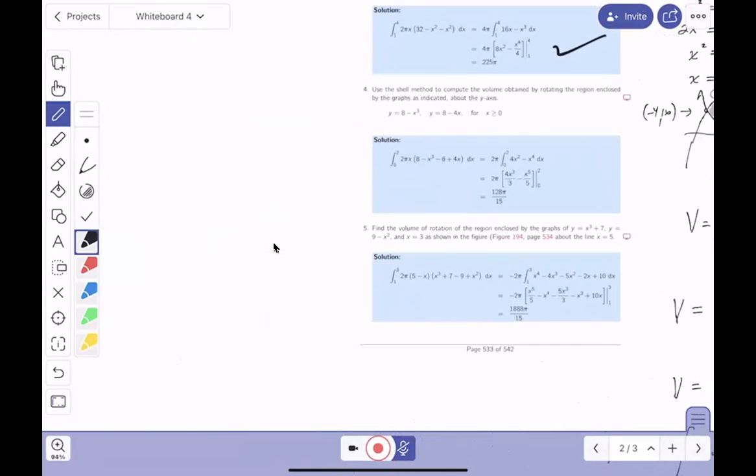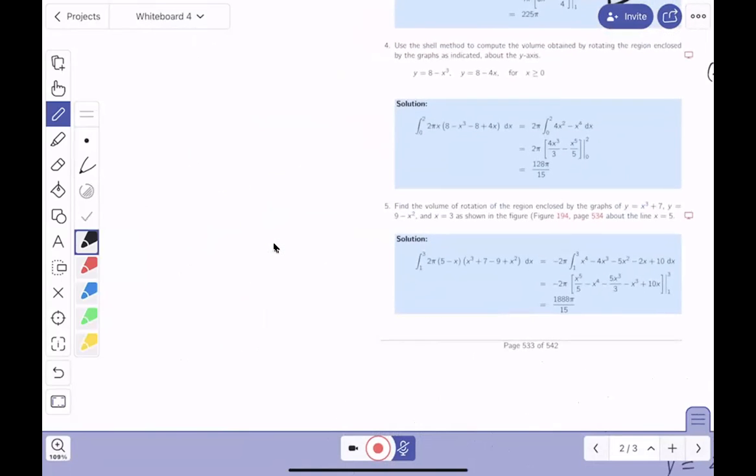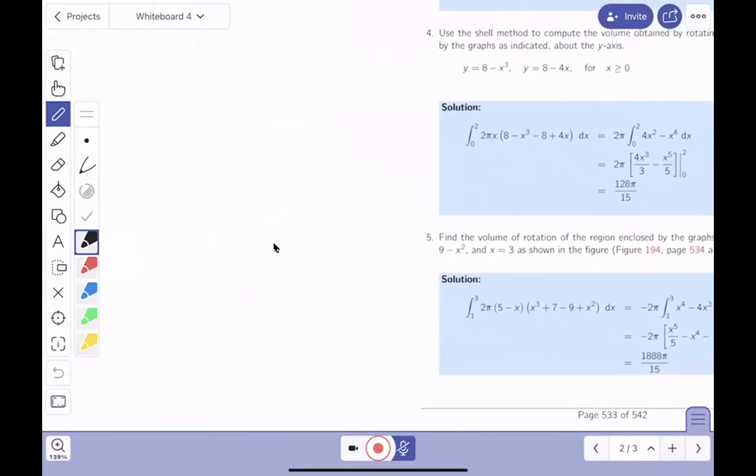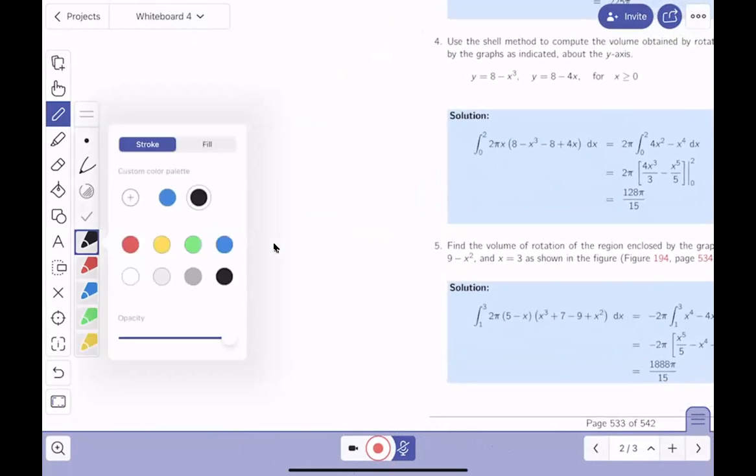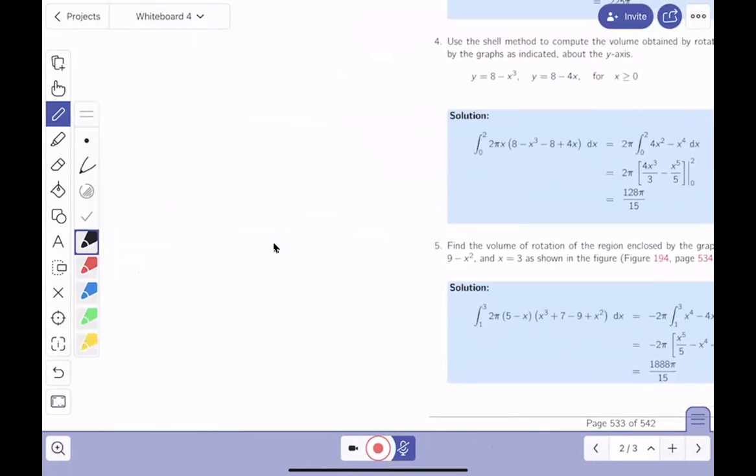All right, let's go to number 4. And number 4 says use the shell method. And I have to visualize. I'm going to visualize by the point of intersection first. And I'm going to say y equals 8 minus x cubed. And the other y is y equals 8 minus 4x.